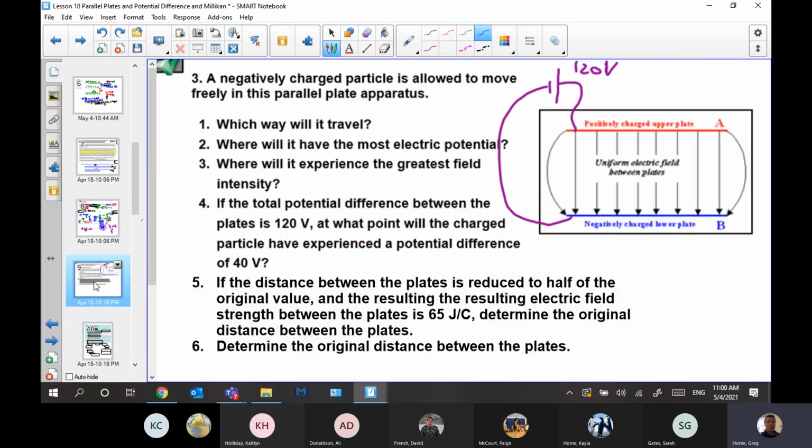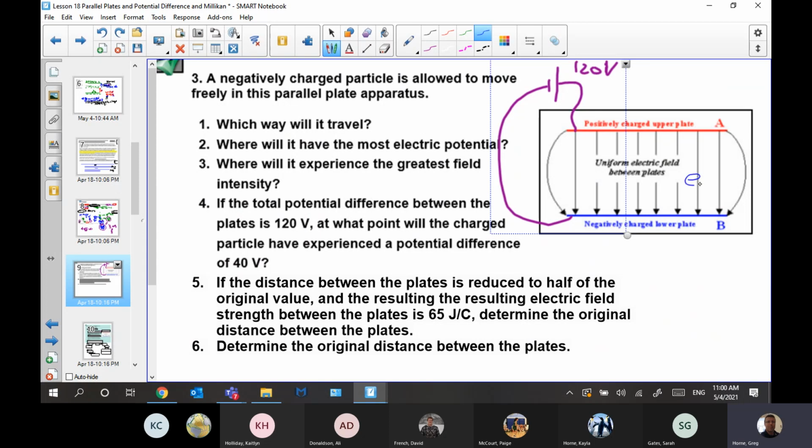Good stuff. So, here's a question. Negatively charged particles are allowed to move freely in this parallel plate apparatus. I didn't get all of it, but if they don't show you that, to me it's not a good enough question. It should be obvious, right? Anyway, if a negative particle is allowed to move freely in that apparatus, which way will it go?